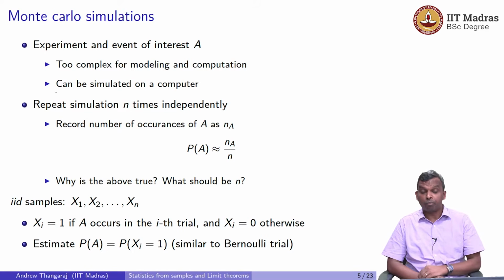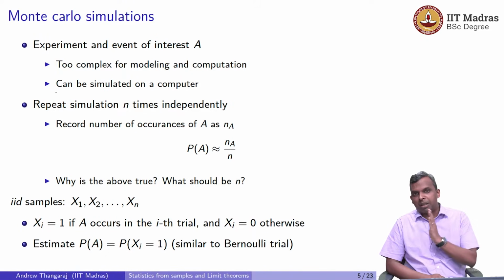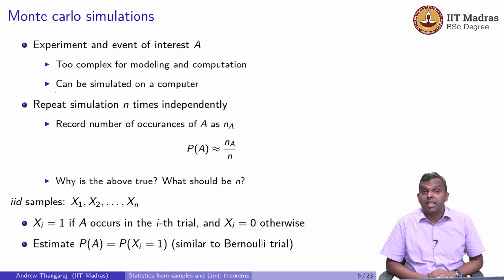Once again, in this situation, we have i.i.d. samples. Maybe it doesn't look immediately like i.i.d. samples to you, but you can again define an indicator random variable exactly like we did for the Bernoulli trial. Xi is the indicator for A, and then you line up X1, X2, Xn. These are i.i.d. samples, right?